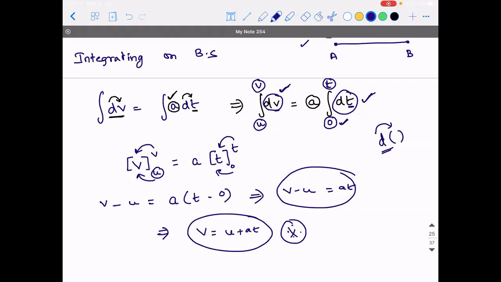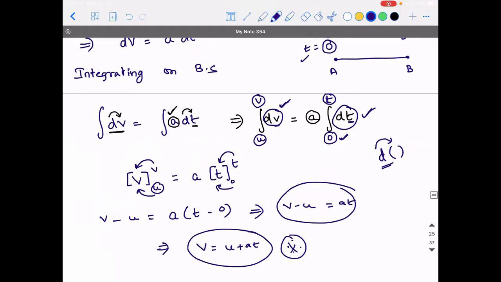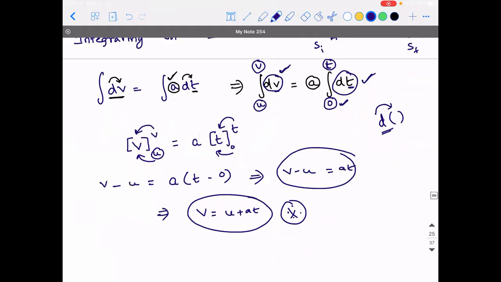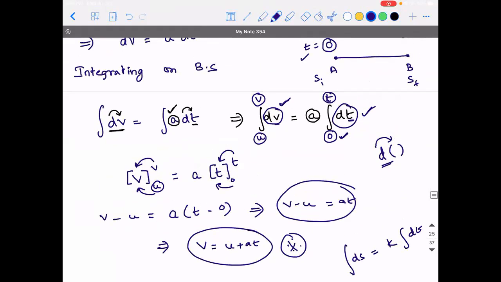See, for example, just a hypothetical question. Let's say here the displacement is SI and the displacement is SF. And suppose I have a relation like this: integral of ds is equal to some constant into integral of dt. Tell me, how are you going to take the limits in this scenario?